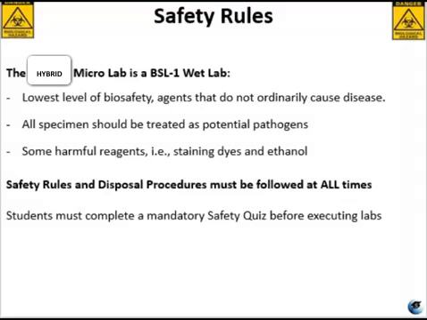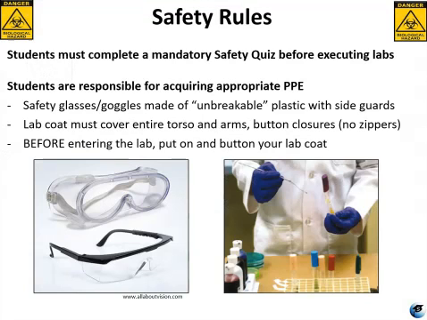You are responsible for obtaining a lab coat and safety glasses. Safety glasses have to have side guards, and they have to be made of unbreakable plastic. You do not have to spend a lot of money on these. Some of these safety glasses here, you can find them at Home Depot for $2-3. Your lab coats have to have long sleeves, and they have to cover your whole torso. They don't have to go down to your knees. They can stop at the waist if you want. If you want the shorter one, that's fine.